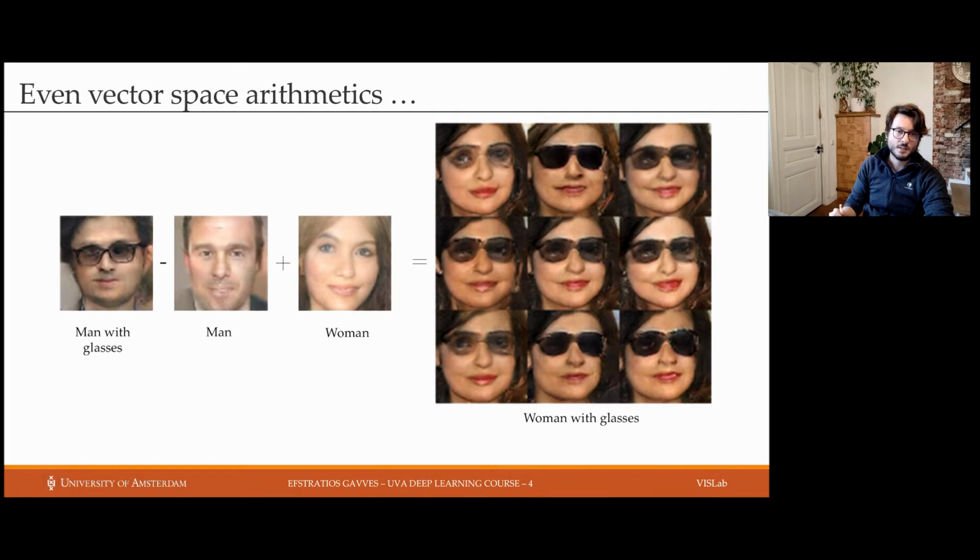What was very interesting is that this GAN showed you can do vector space arithmetic with the learned codes. So if you were to have pictures of men with glasses, and you subtract the vector of a man and add the vector of a woman, then you would obtain a latent code which would yield generations of women with glasses, or with some sort of appearance that looks like wearing glasses.